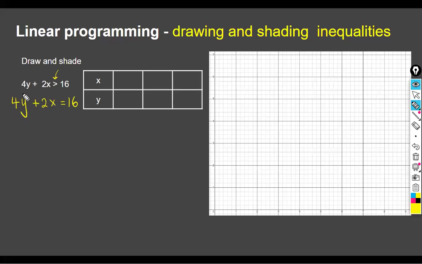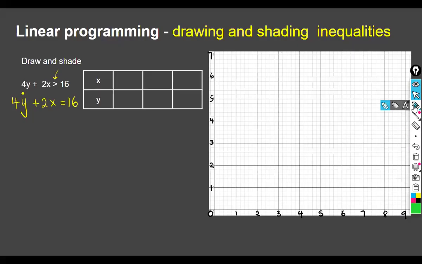Do me a favor. I want you all, before you do anything else, make y the subject. Once again, when you're drawing any graph in the world, make sure y alone is on one side and everything else is on the other side. That's a standard rule from now to the end of university, right? To make y the subject, I think the first thing we're going to have to throw across is the 2x, the positive 2x. I think that's the best thing.